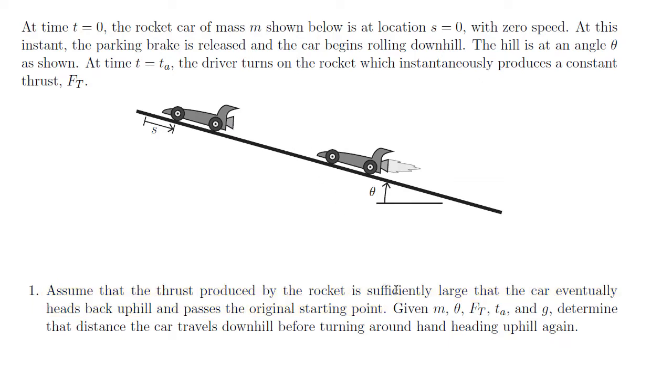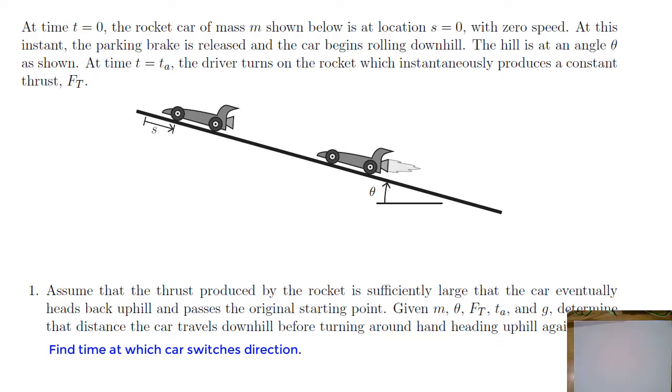So here's the deal. I'm going to give you the mass of the car, as I said, the angle of the road, that rocket thrust force, the time TA at which we turn on the rocket, and of course I'll give you the gravitational field strength. What I want you to determine for me is the distance that the car travels downhill before turning around and heading back uphill again. Also, I want you to find the time at which it turns around, from the time at which it switches from going downhill to back uphill again.